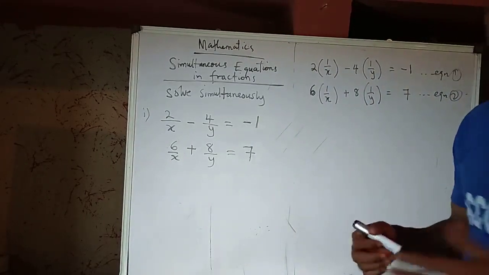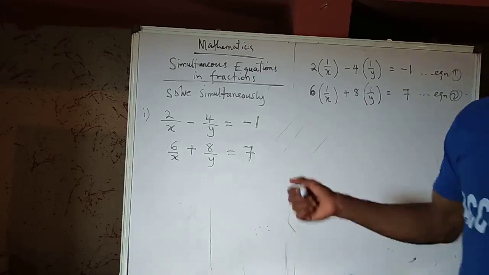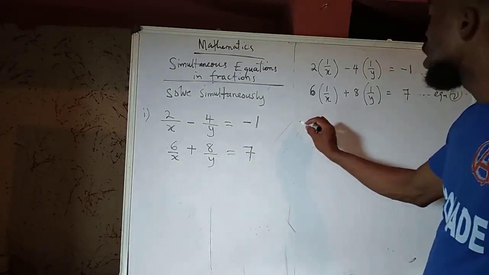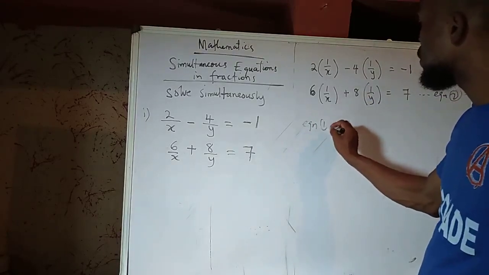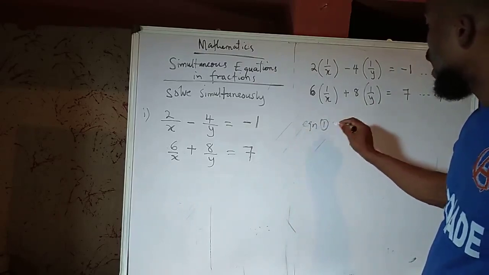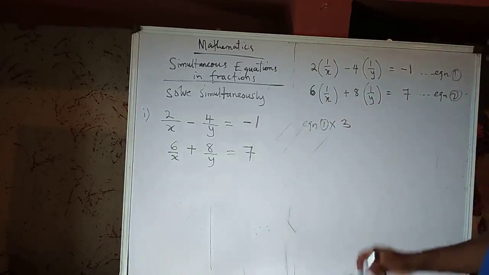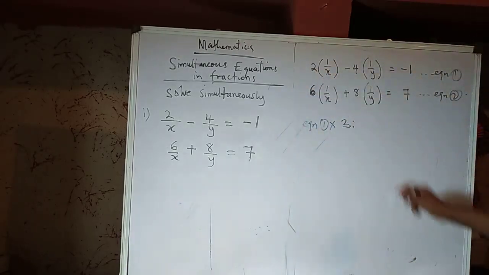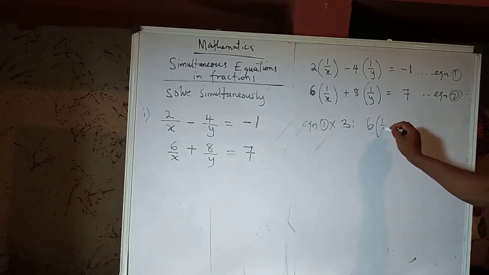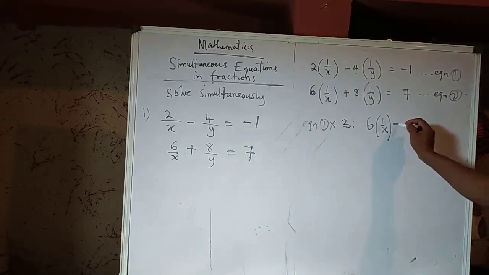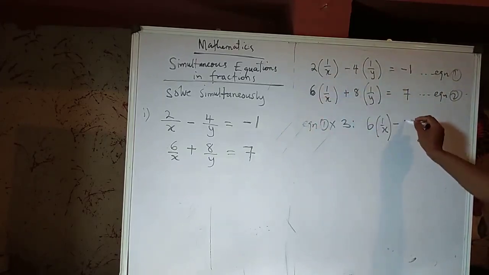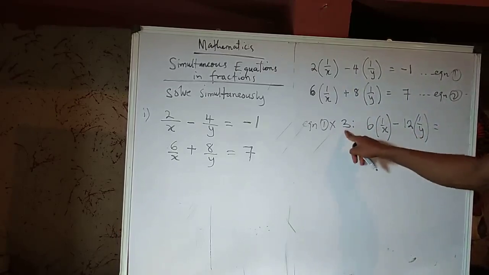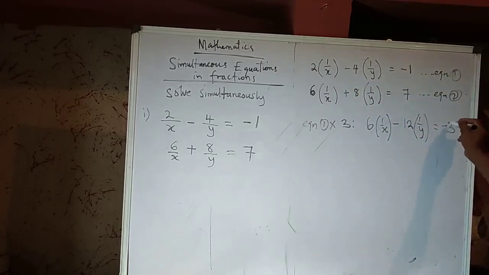Now look up, I'm just going to show you something else. Just look at what I'm going to do. I'll multiply equation 1 by 3. If I multiply equation 1 by 3, I'm going to get 6 into 1 over x, minus 3 times 4 will give me 12 into 1 over y equals 3 times minus 1 gives me what? Minus 3.